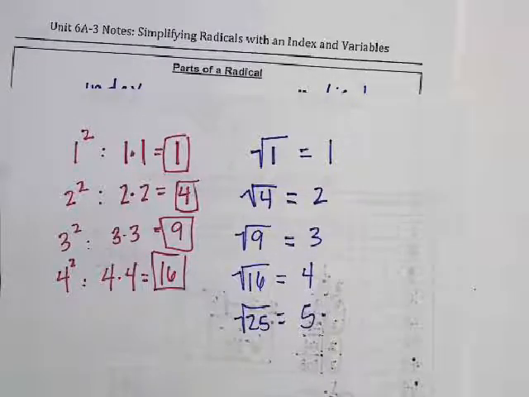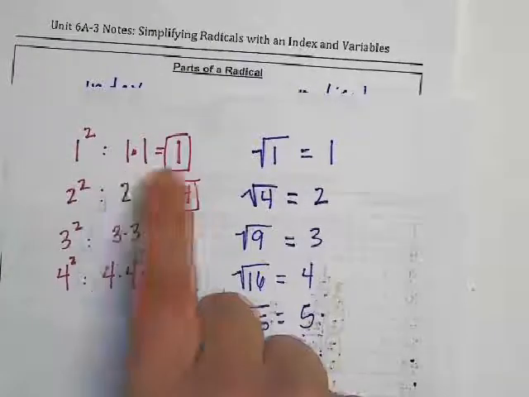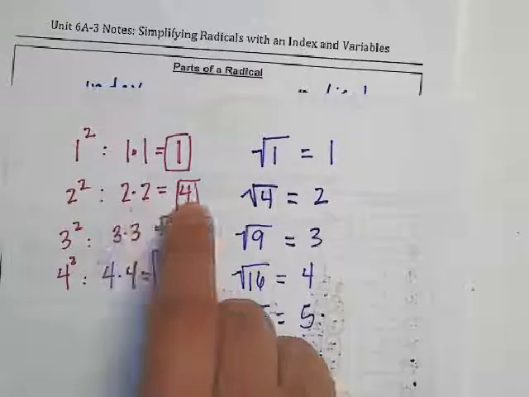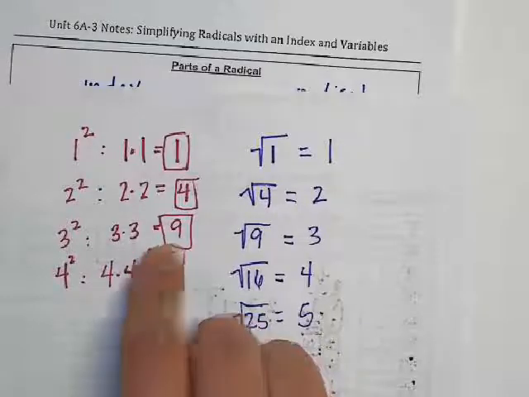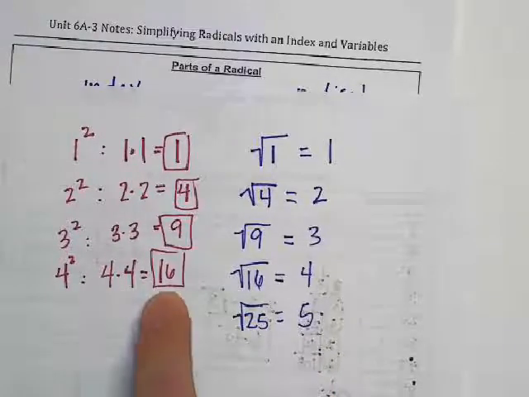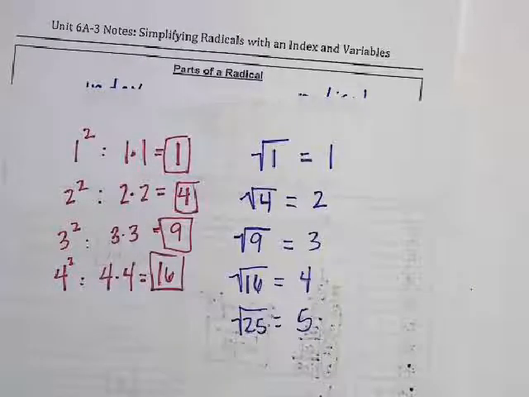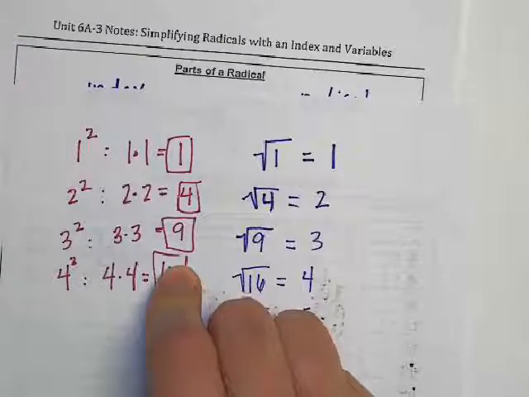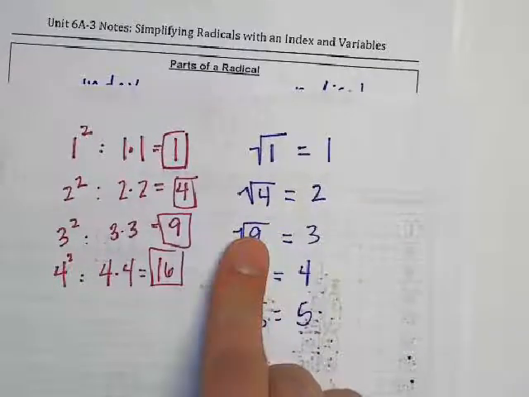So what I did here was 1 squared is really the same thing as 1 times 1, which is 1. 2 squared is the same thing as 2 times 2, which is 4. 3 squared is really just 3 times 3, and that gives you 9. 4 squared is 4 times 4, which is 16. So then I do the opposite. So first I squared them and got the answers.